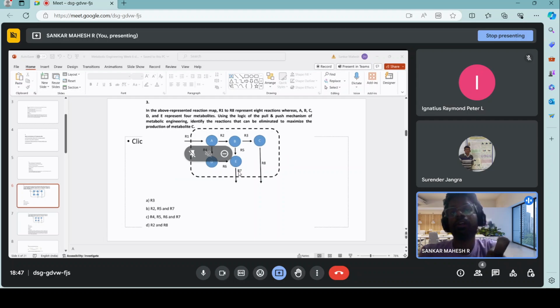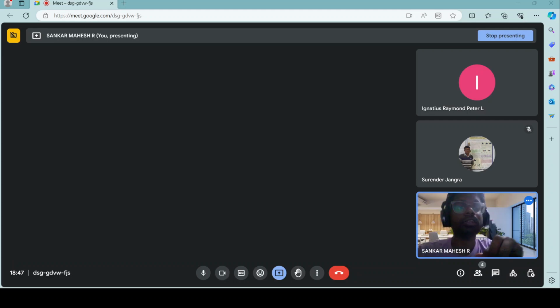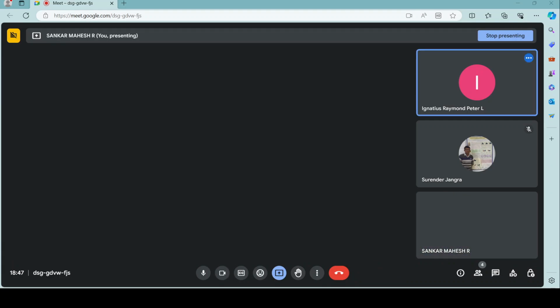It is an equivalent option compared to R4, R5, R6, R7. So both are equally valid. Ignatius, any doubt? Was this clear? No, sir. Clear.